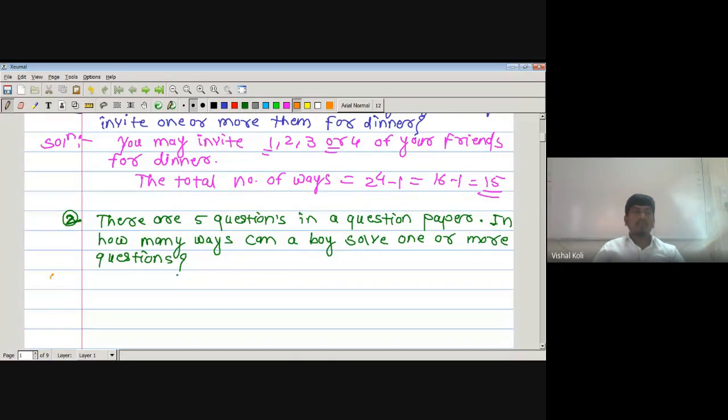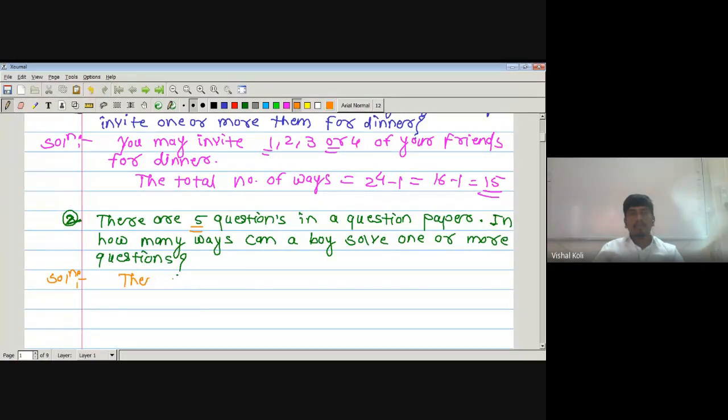Okay, so its solution will be: out of these 5 questions, for the first question, the boy can either solve it or leave it. Therefore there are two possibilities for the first question: either the boy solves the first question or leaves it. Similarly for the second question I have two possibilities, and up to the fifth question I also have two possibilities.